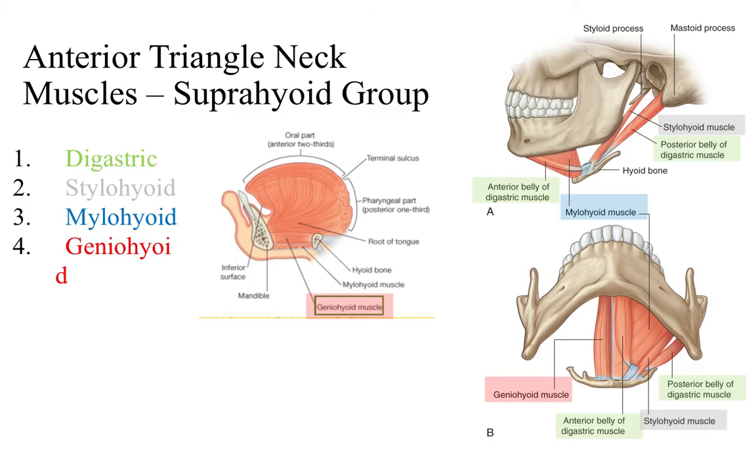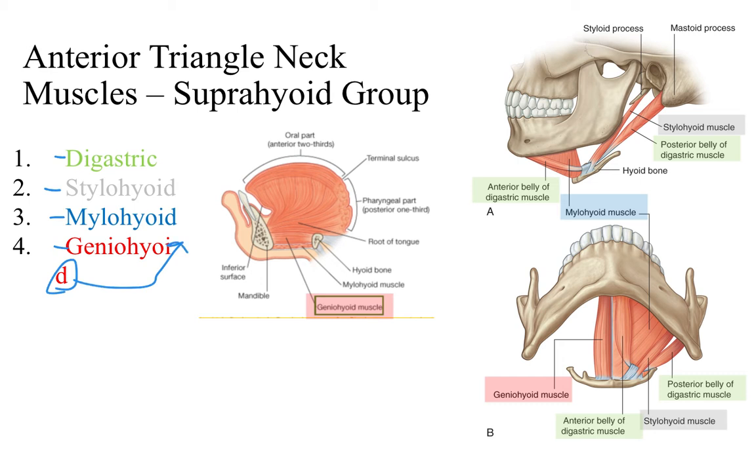All right, next within the anterior triangle, we still have the suprahyoid group. So now we're out of the strap muscles, we're in the suprahyoid group. So that means they're going to be above the hyoid instead of below the hyoid. And there are four of those: the digastric, the stylohyoid, mylohyoid, and geniohyoid.